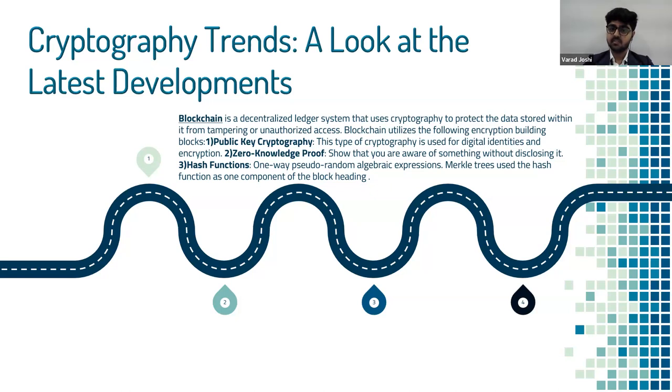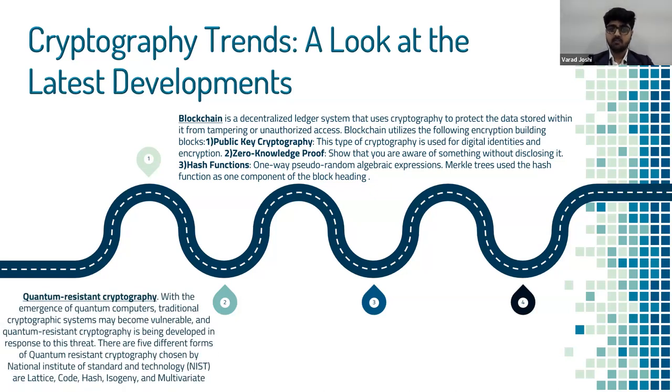The third method is the hash function. As we all know, the hash function is a one-way pseudo-random algebraic expression which can tamper the data and make it nearly impossible to decrypt without authorized access.